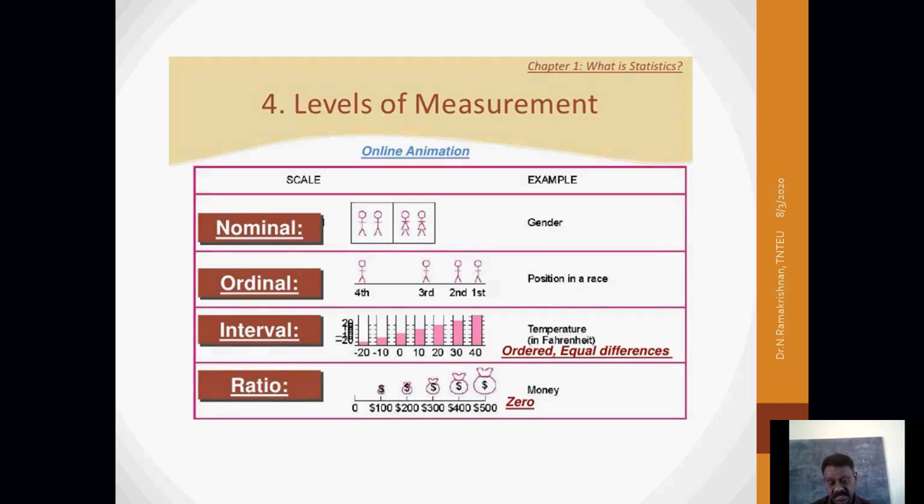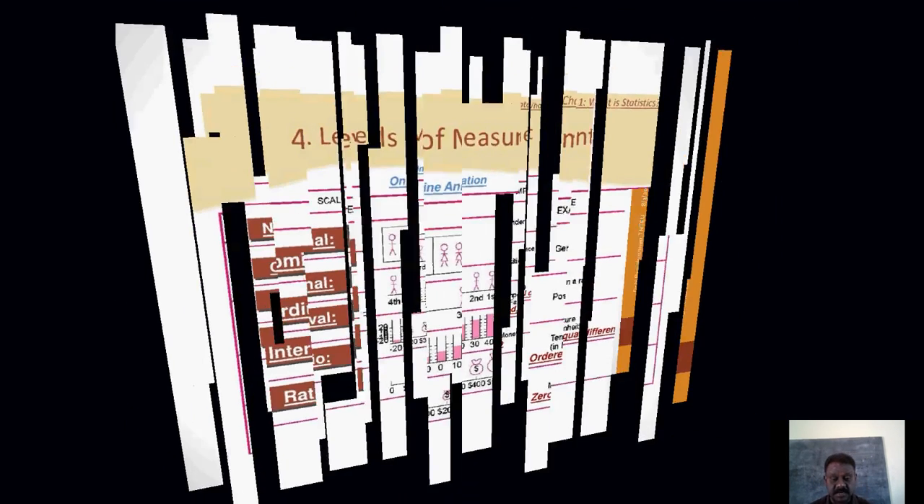That's why it is interval scale. Fahrenheit temperature has order and equal differences. Then ratio scale, you can take money, that's 0. You can start from 0, you can go up to $500, like that. Suppose you can start from 0 and you can have 1 lakh or 10 lakh or 15 lakhs, like that. You can say these are all levels of measurement.